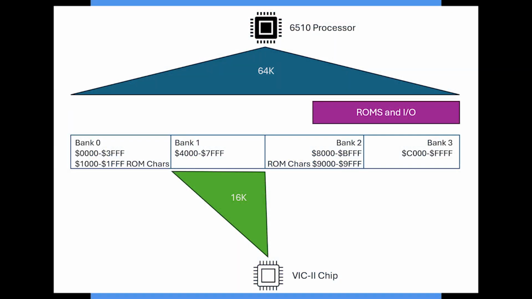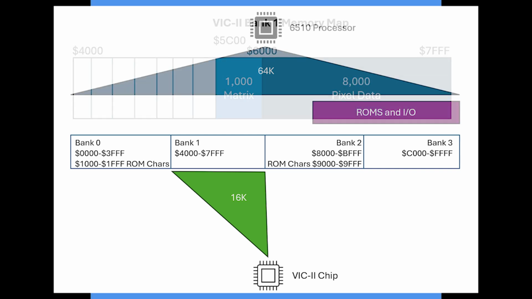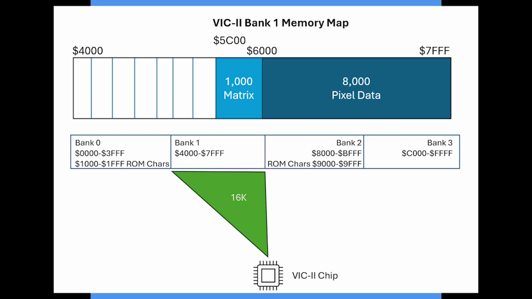So where in memory do these 3 regions need to be for the VIC chip to see them? Well, the VIC chip can only actually see 16K of the 64K that's in the Commodore 64 at a time. When you turn on your Commodore 64, it is configured to look at bank 0. That's addresses 0 through 3FFF. For the purposes of this video, we're going to point the VIC chip at bank 1, which is 4000 through 7FFF.